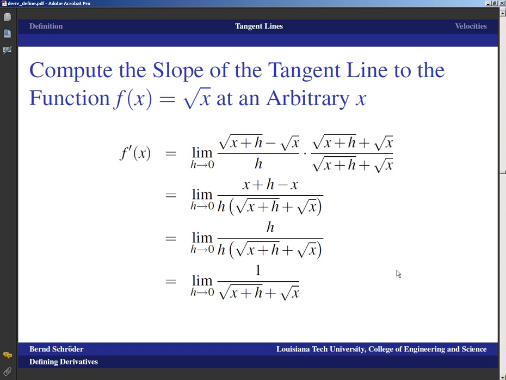Okay, so we cancel the h's. Now we let h go to 0. We end up with 1 over root x plus root x. And that's 1 over 2 times root x, which is the derivative of the square root function.